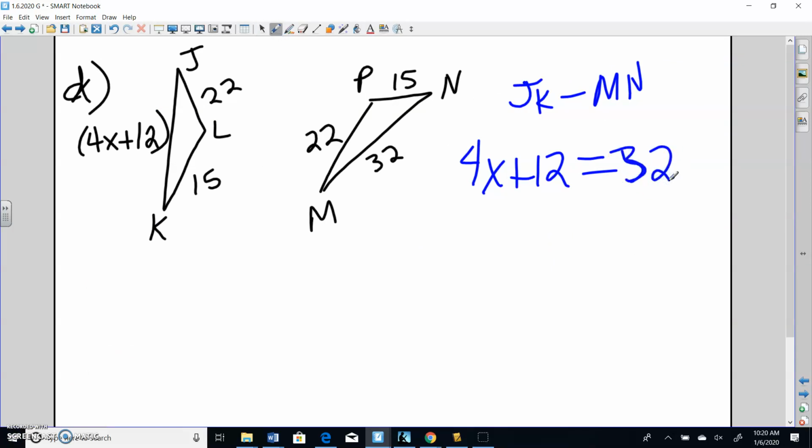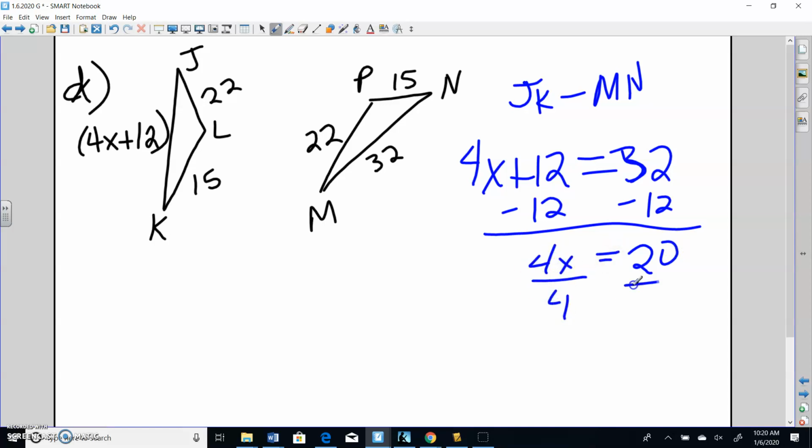So two-step operation this time. We're going to have to subtract 12 to figure out what x is and then divide. So that gives me 20 equals 4x, divide by 4, and x equals 5. So I want this side, 4x plus 12, to equal 32. So if x equals 5, does that do that? 4 times 5 is 20. 20 plus 12 is 32. That does it. So there's my solution for x. All right.